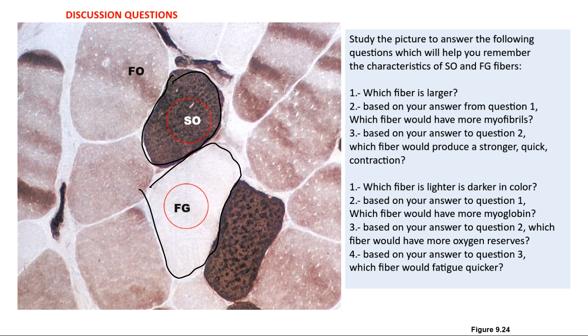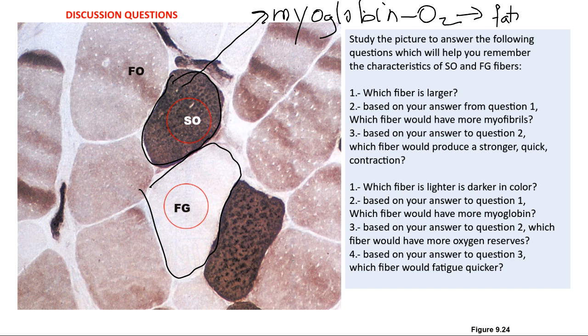Okay, the color is due to myoglobin. So this guy, the slow oxidative, has myoglobin, which is a molecule that stores oxygen, which means that cell is going to have a lot of oxygen in it, which means it's going to allow it to work for a long time. So it's fatigue resistant, doesn't fatigue easily. So it can go longer. This one, on the other hand, is going to fatigue easily.